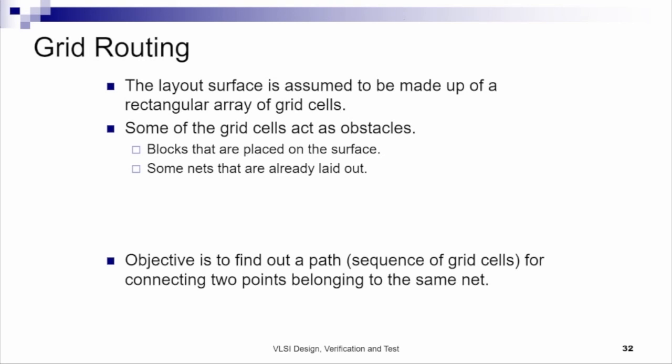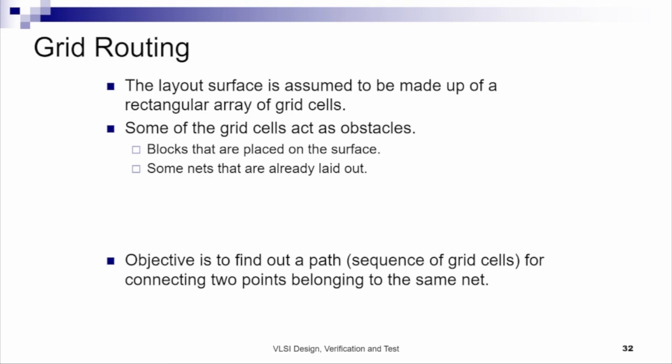Now we take a look at a distinct type of routing called grid routing. It comes within the global routing phase. The layout surface is assumed to be made up of a rectangular array of grid cells. Some of the grid cells act as obstacles, which are basically circuit blocks placed on the surface, and some nets that are already laid out. So we will now understand a specific global routing strategy called grid routing.